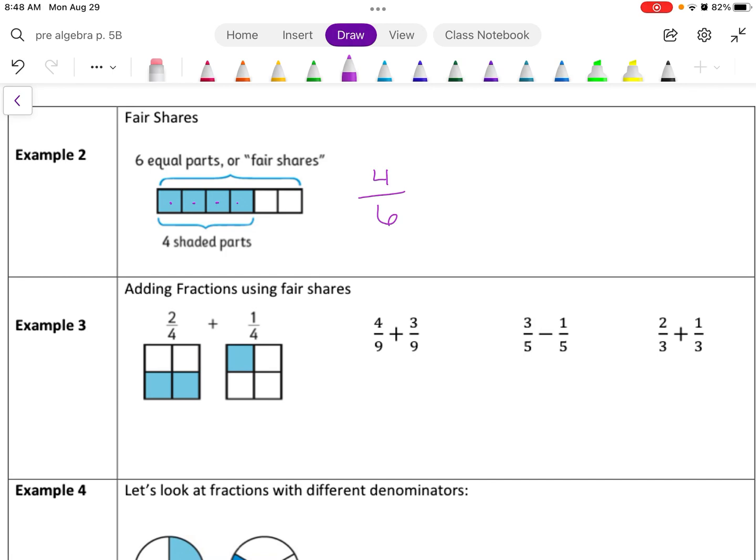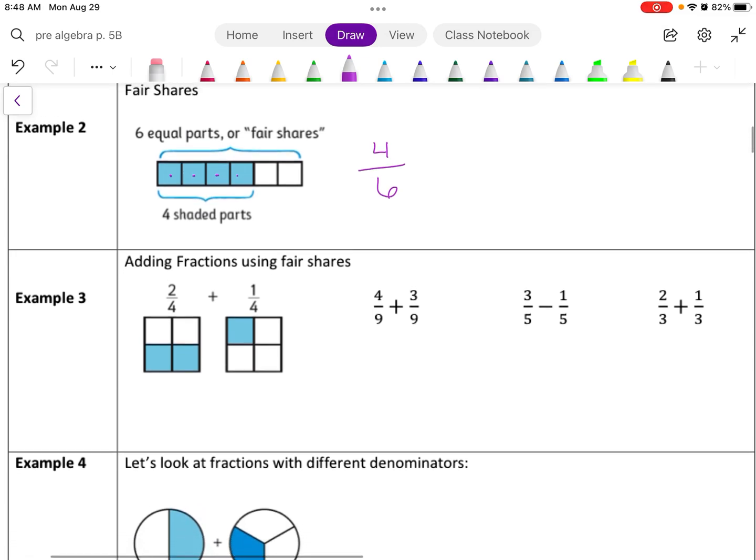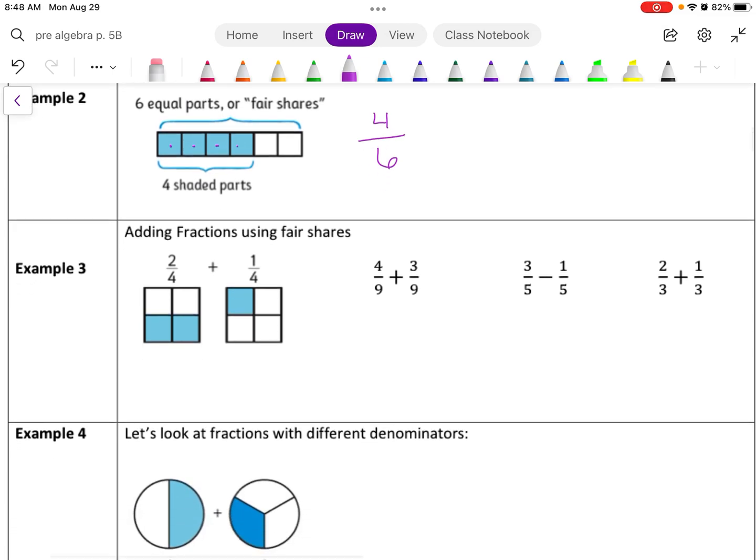So we want to be able to add fractions using our fair shares, or equal parts. So for this first example, we have 2/4. So we have our shape drawn into 4 equal parts, and 2 of them are shaded. So that's our 2/4 plus 1/4. Well, if we add that all together, 2/4 plus 1/4 gives us 3/4. So that would be our answer.